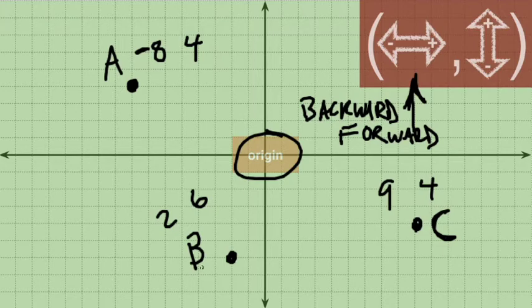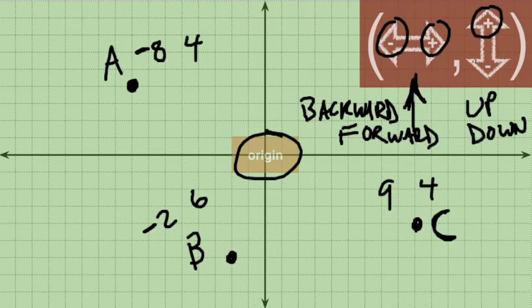In the case of letter B, I go backwards 2. Starting at the origin, backwards 2. For letter C, we go forward. 1, 2, 3, 4, 5, 6, 7, 8, 9. Forward 9. 9 will remain positive. Backwards, negative. Forward, positive.